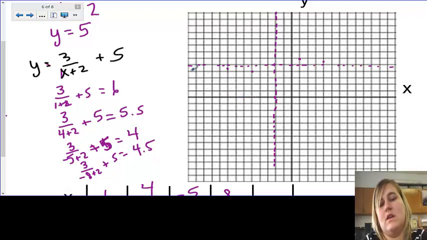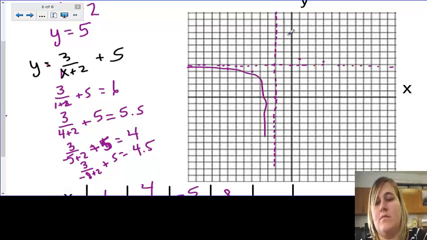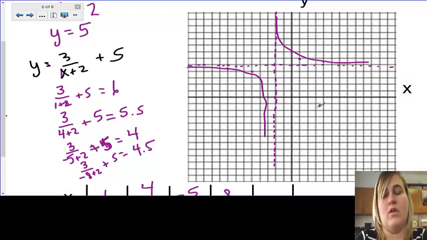So you can see that my graph is going to look like this and this, and it shouldn't touch there like it looks like it does. Okay, I'm not real great at drawing these with my tablet. I apologize.